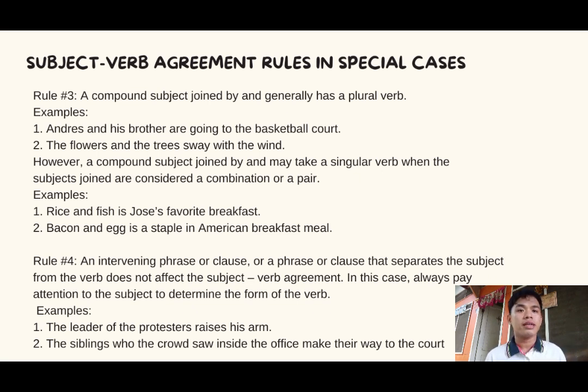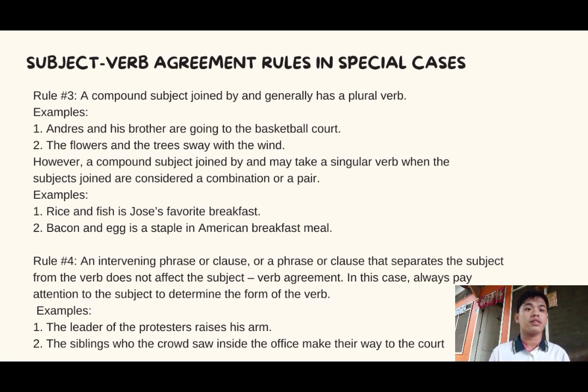So the same goes with the second one. The flowers and the trees sway with the wind. The flowers and the trees are two things. So we use the plural verb sway instead of sways, because like what I have said, they are two different things.